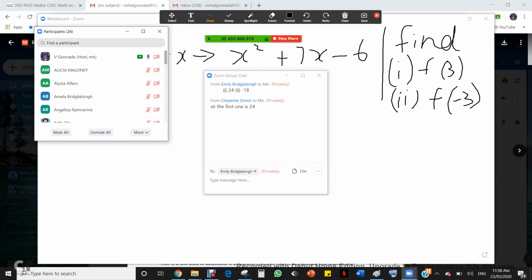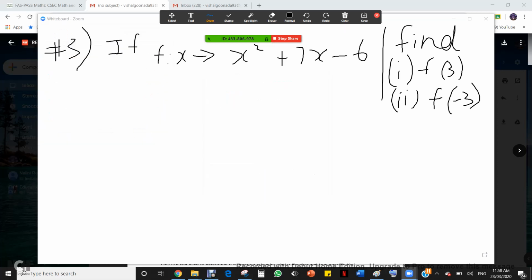Cheyenne, you want to tell us your answer? You want to say your answer out loud so everybody can hear? Me? Well, yeah. You're the only Cheyenne. 24. Correct. 21st one. So let's see how Cheyenne got 24. We want to find f of 3, and f of x is equal to x squared plus 7x.